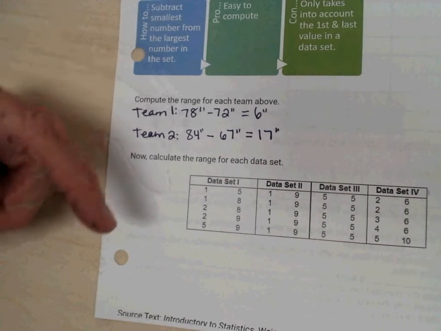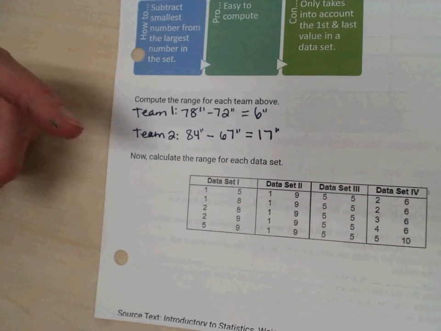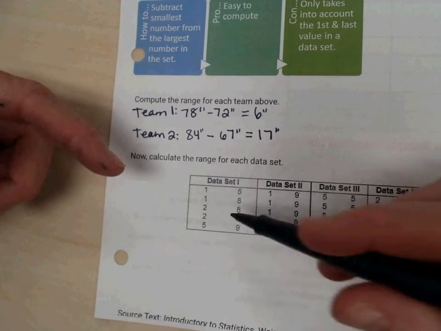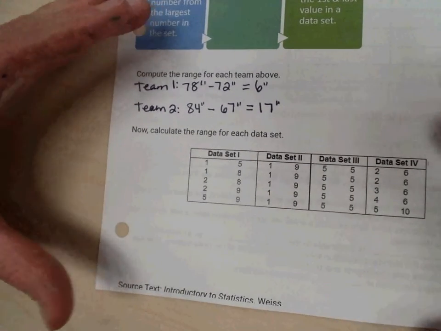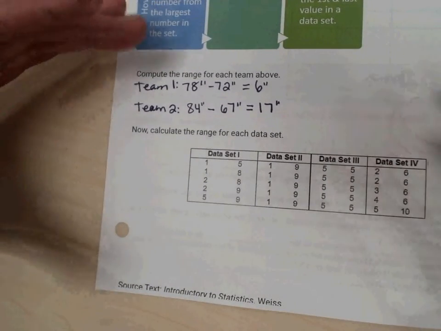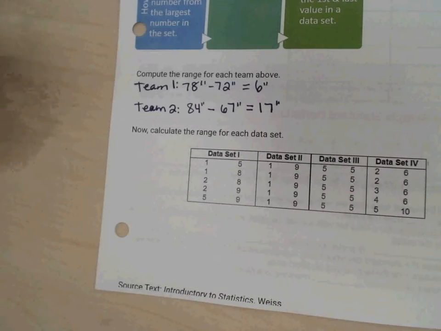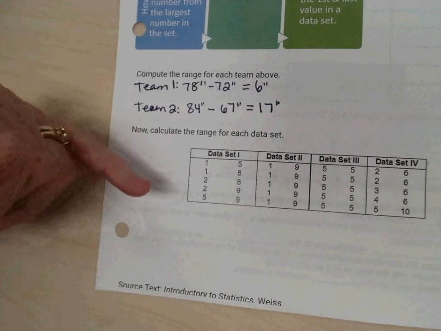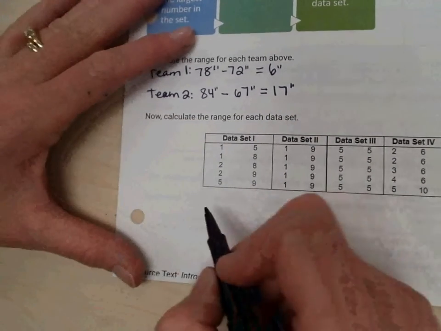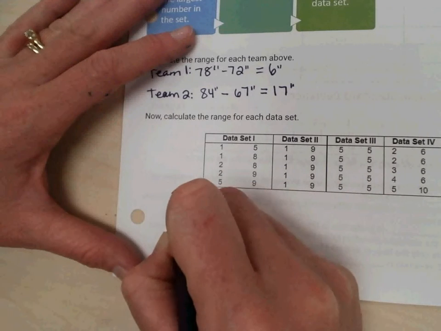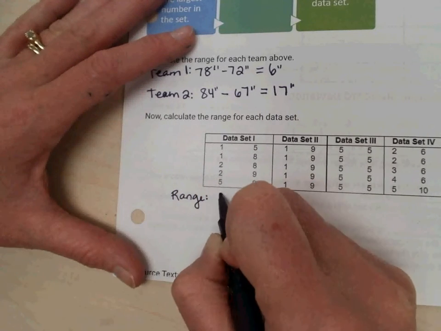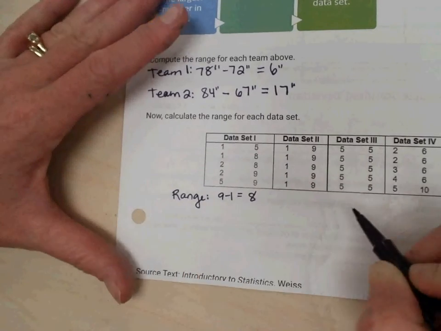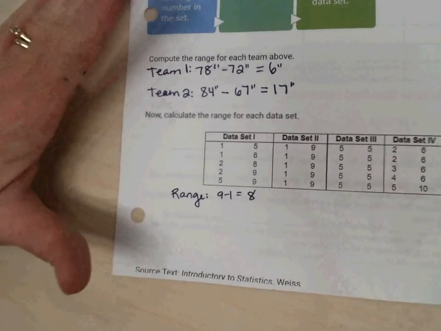I brought in an example straight out of Math Excel. This is 4 data sets, and a lot of times when we're calculating these measures of variation, we're comparing data sets. So we're going to take a look at each one and calculate the range. The range for the first data set is 9 minus 1, which is 8. Go ahead and calculate the other 3.